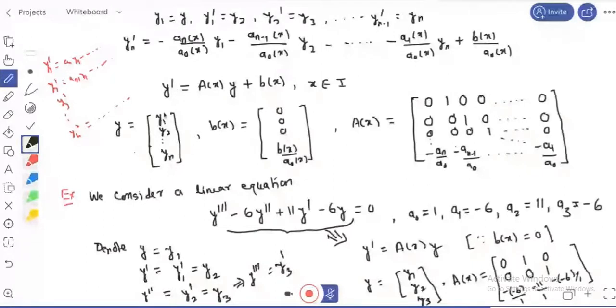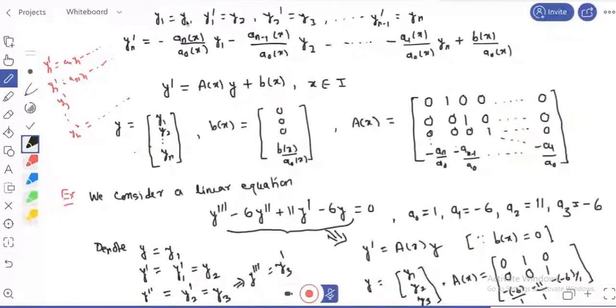if you write y prime, meaning y1 prime, y2 prime up to yn prime on the left hand side, that equals this matrix AX into y, meaning y1, y2 up to yn, plus the bx term, this thing. Okay, so simply adding this term. Okay, and now it is simple matrix multiplication.